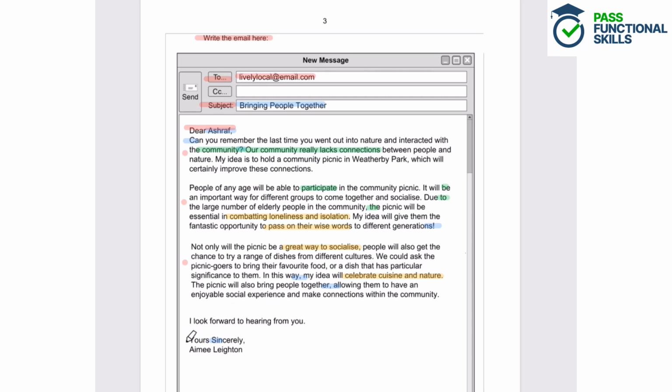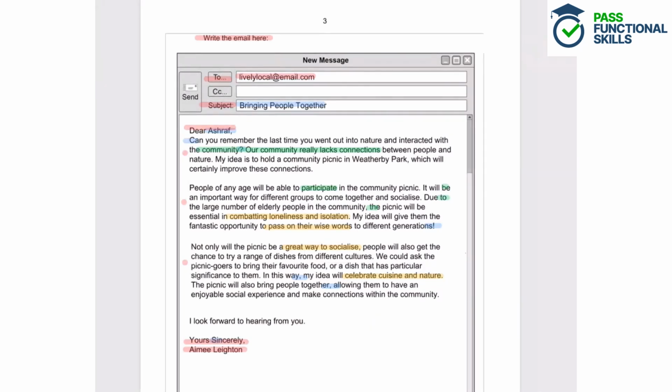Finally, we have a sign-off, and we've used yours sincerely here. Now the reason for this is that we know the name of the person that we are sending the email to. So if you know the name of the person, you would use yours sincerely, and if you don't know the name of the person, then you should use yours faithfully. So familiarise yourself with that difference. And then right at the end, we have the name of the sender, so the person that's sending this email. So make sure that you memorise all of these different elements of an email so that if an email comes up in your exam, you'll be comfortable with formatting it correctly.